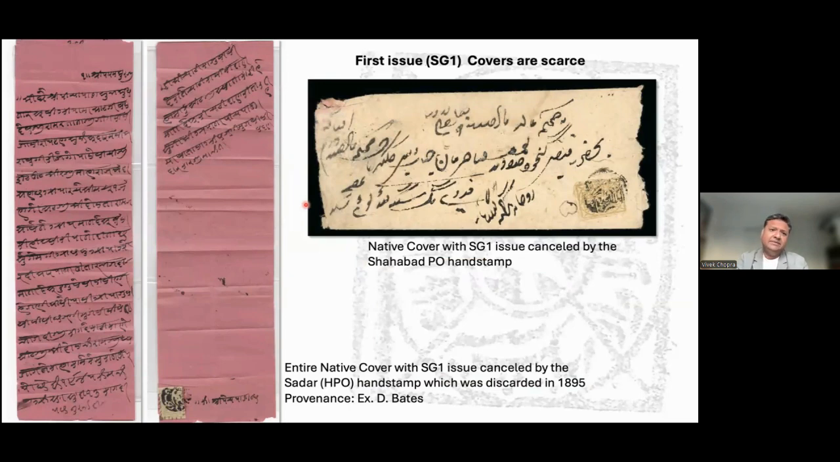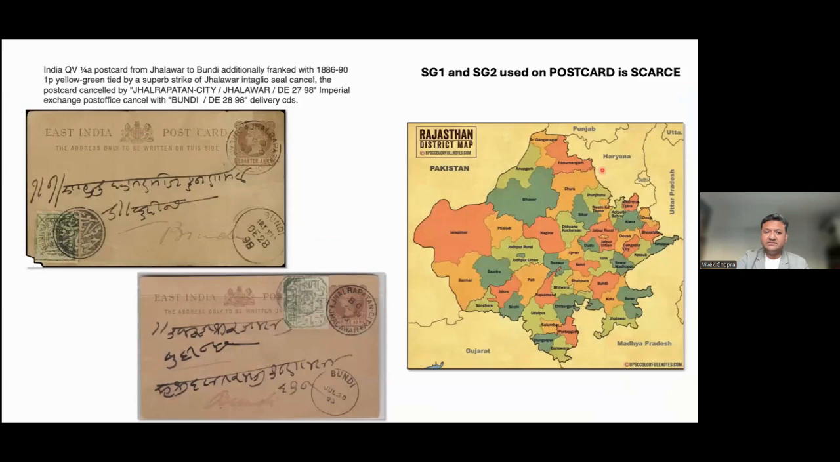And here you see SG1 issues on cover, which are pretty hard to come by. I believe maybe like 20, 30 covers might exist. I mean, less than 50, certainly. And here you see one entire cover, beautifully canceled by the hand-struck obliterator from the head post office, and here you see another cover, which is actually canceled by the Shahabad post office hand stamp, which again, you can identify because that two-page document exists.